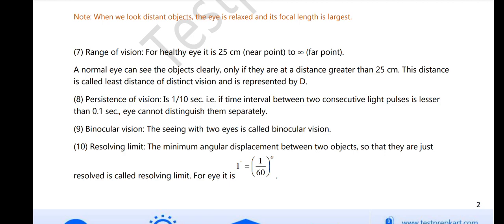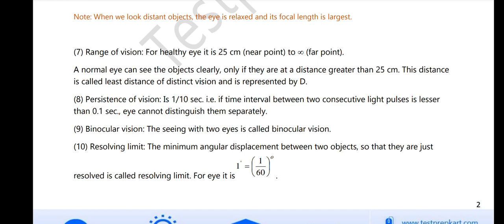Next is the persistence of vision, that is 1 by 10 second. If the time interval between two consecutive light pulses is lesser than 0.1 second, the eye cannot distinguish between those light pulses separately.